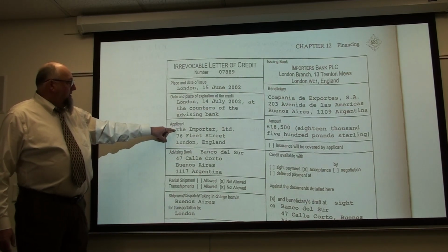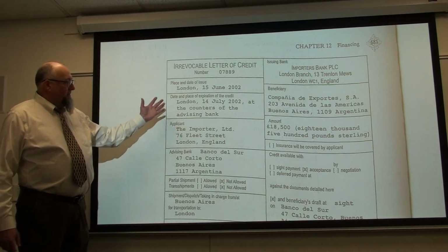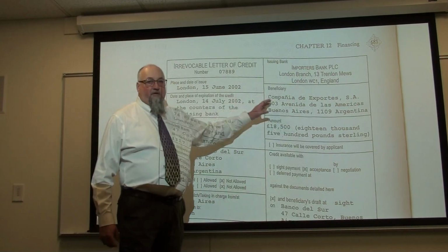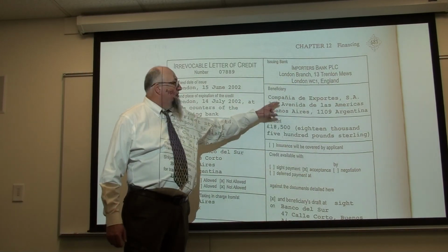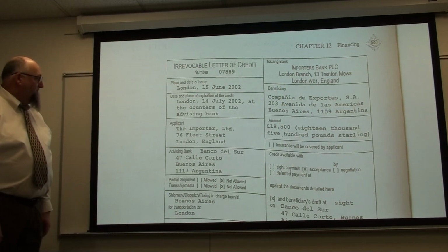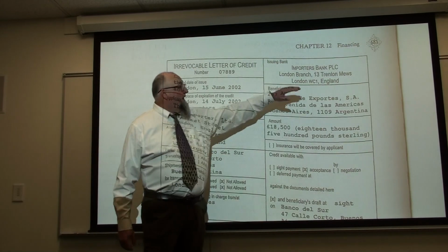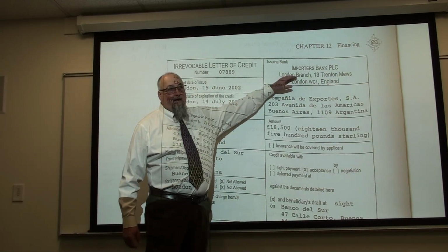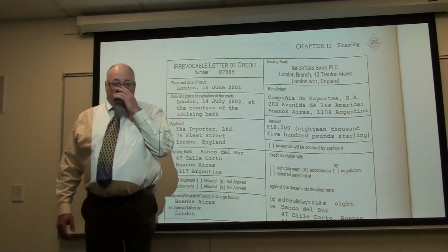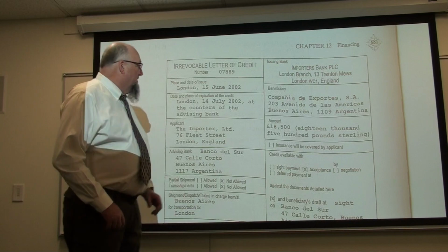The importer limited from London, England, that would be the buyer, had their bank issue this letter of credit for the beneficiary, which is the seller, Compañía de Exportes of Buenos Aires, Argentina. So this is the buyer, this is the buyer's bank that issued the irrevocable letter of credit, and this is the seller, the beneficiary, who will get paid on that letter of credit.